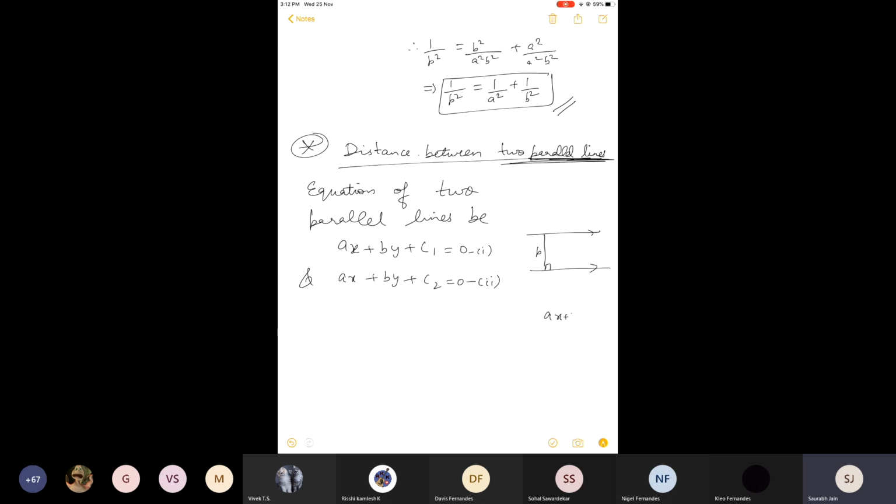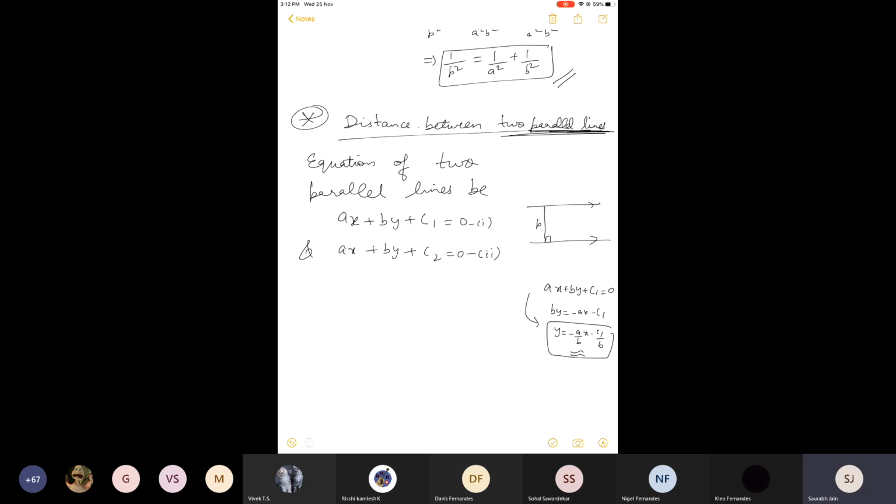See this equation. To see that their slopes are equal, you change them in slope intercept form. So after changing to slope intercept form, what do you observe? What is the slope of the first line? Minus a by b, because this is comparable to y equals mx plus c. What about the second one? The second line will become y equals minus a by b x minus c2 by b. Here also the slope is minus a by b.